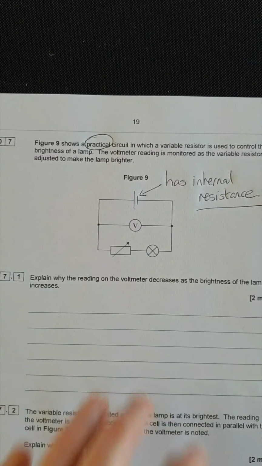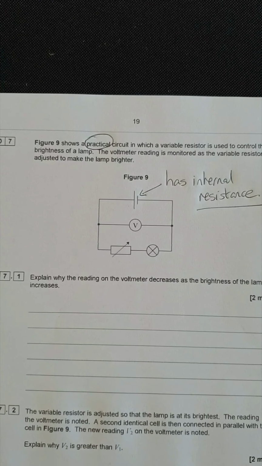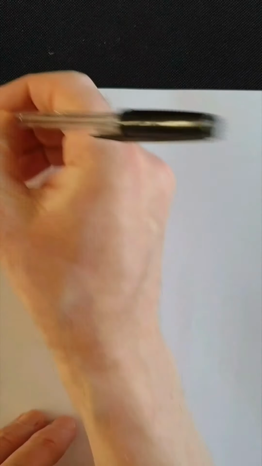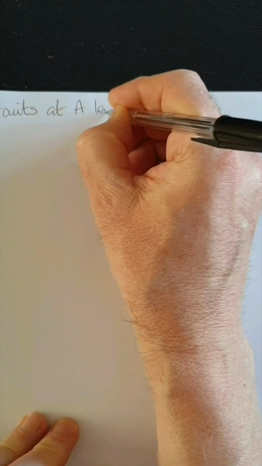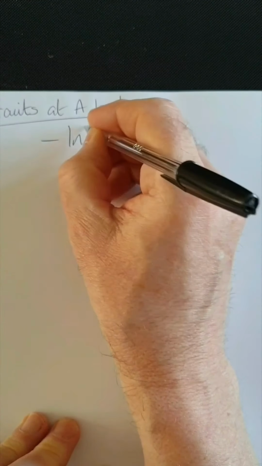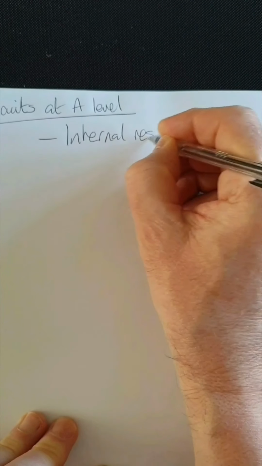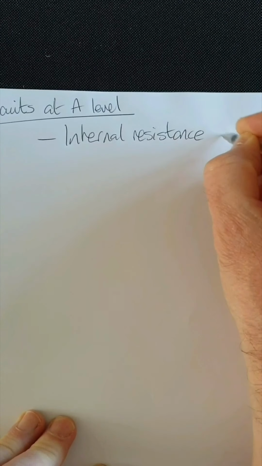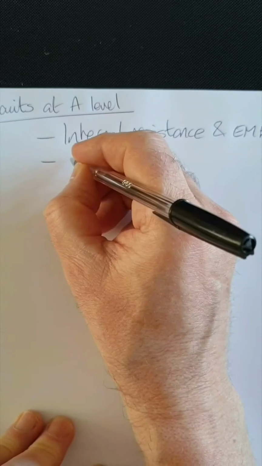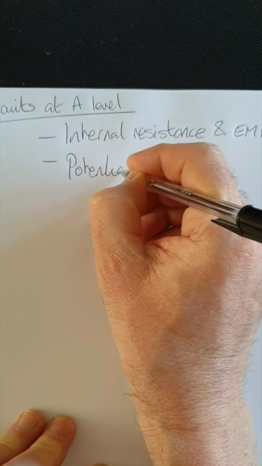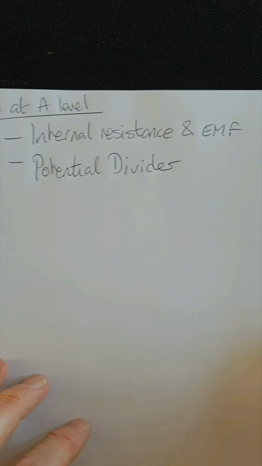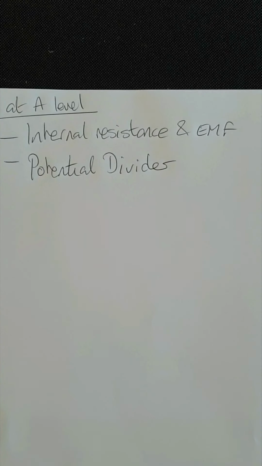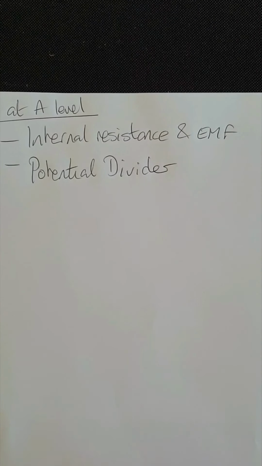Okay, so we're going to look at internal resistance, and it's one of two circuits that people look at at A-level. One is internal resistance, and the other is typically the potential divider. So these tend to be the two main circuits that people are looking at at A-level, and both of these circuits can cause students some pain, some difficulty with understanding.